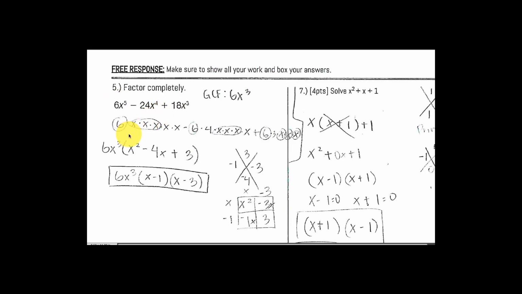Okay, this one looks really nice. They've put out all the factors there to show you where they got the GCF, and then in this trinomial they use the x in the box. This one looks really nice.